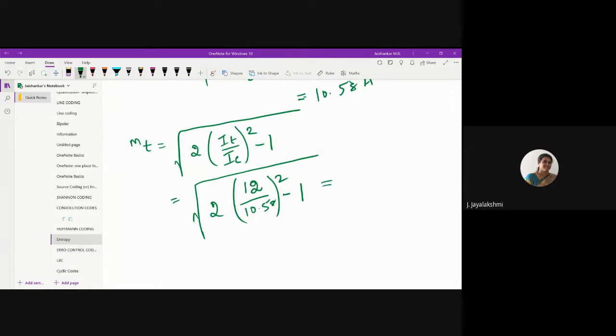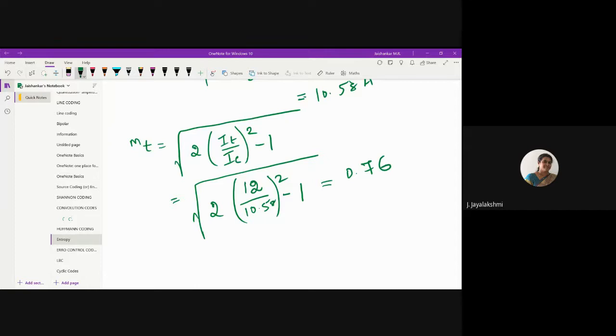So calculate 12 divided by 10.58, square. Make use of the calculator and do it. Just 12 by 10.58, square. It comes to 1.1334 square, minus 1. So it is root of that. Okay, it has come to 0.76.